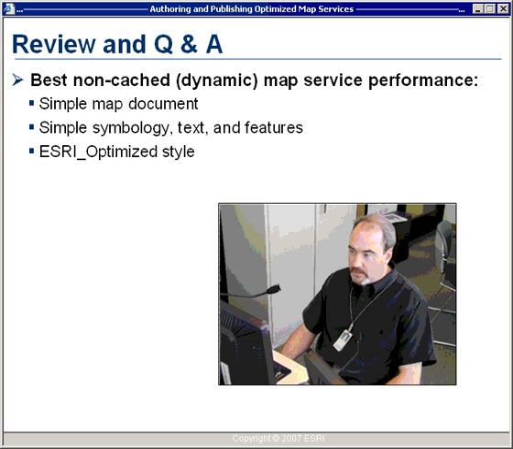So for best dynamic map service performance, keep the map document simple. Remove extraneous information. Use simple symbology, text, and features. Use the ESRI optimized style. In general, you can think about this principle: if it draws slowly in ArcMap, the map service will perform slowly too. Now, you do not have to compromise your advanced cartography for a map service. You can create a cached service, as we will see shortly.